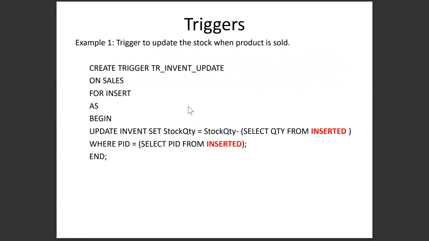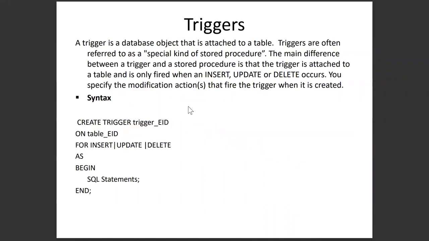Okay, so how does the trigger work? Trigger to update the stock when a product is sold. Simple. Stock market data example. The way we create a trigger is: first, create trigger, the trigger name, on table name, the table to which we would like to attach this particular trigger. Then we mention the condition: for an insert on this table, for an update, or for a delete on this table.